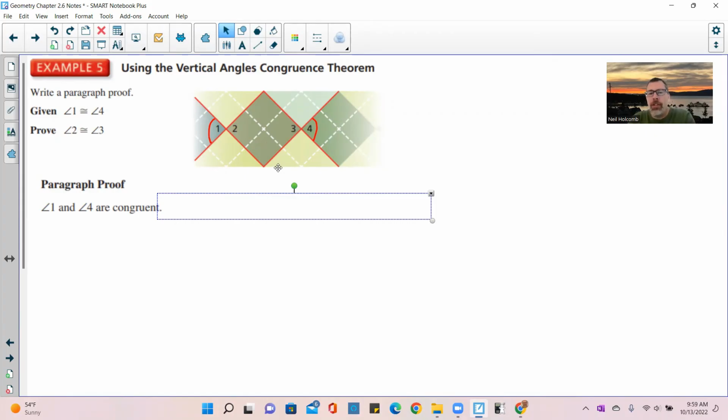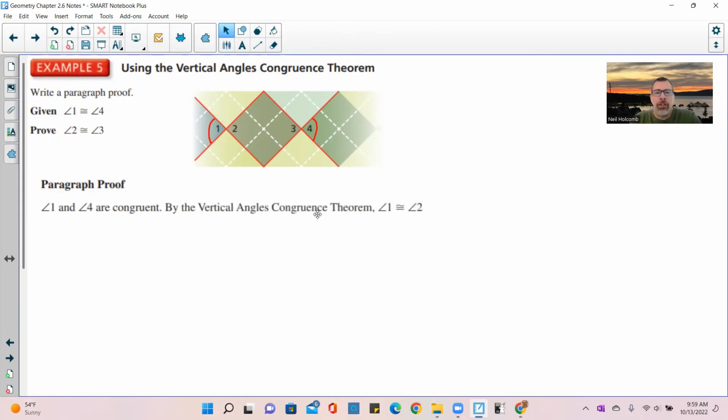So the next thing we do is say, by the vertical angles congruence theorem, angle 1 is congruent to angle 2. So now I could say angle 1 is congruent to angle 2. And there's another congruent vertical angle pair, 3 and 4. So angle 3 is congruent to angle 4. So now I know angle 1 is congruent to 4. That was given. Angle 1 is congruent to 2. And angle 3 is congruent to angle 4.